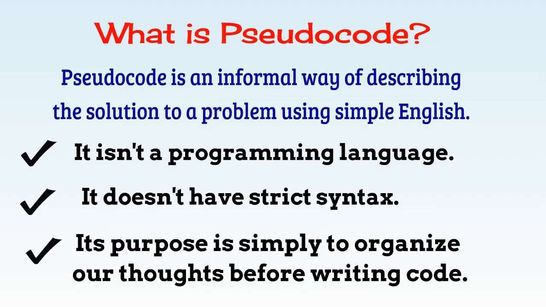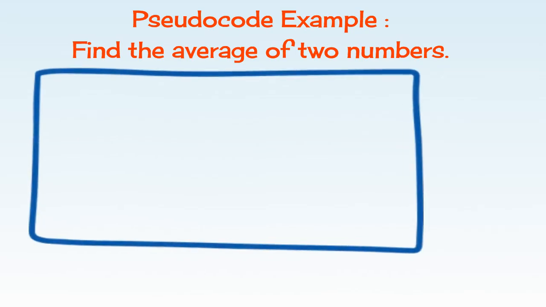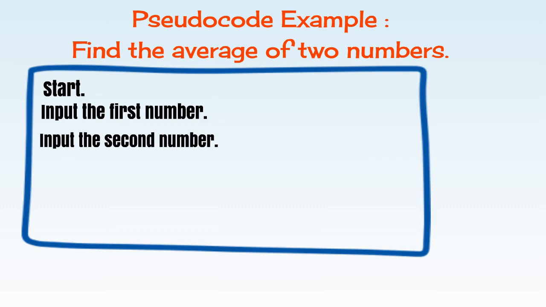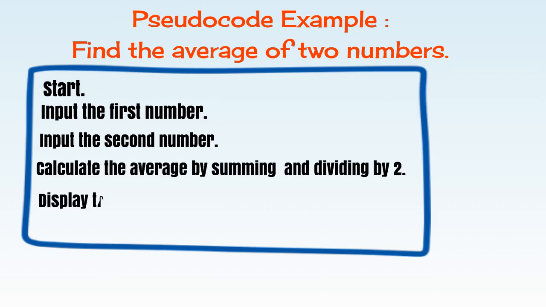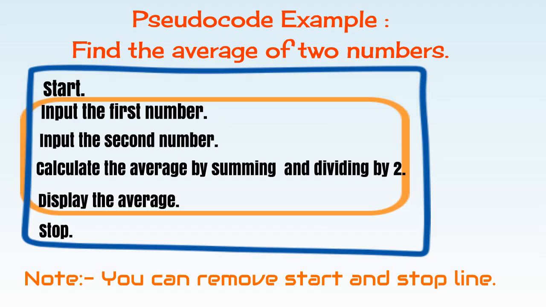Let's solve a simple problem. Find the average of two numbers. The pseudocode might look like this. Start. Input the first number. Input the second number. Calculate the average. Display the average. Stop. Notice something important. Anyone can understand these steps, even someone who has never written a program before. That's exactly why programmers use pseudocode.